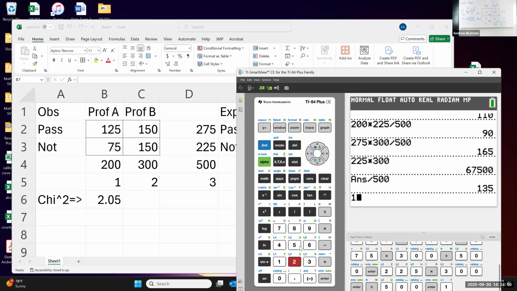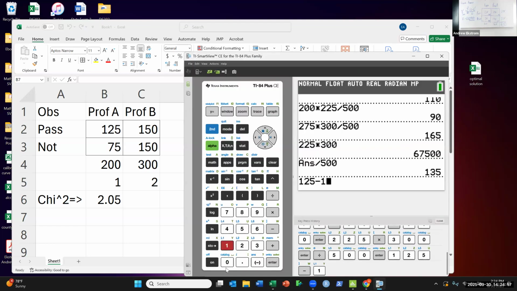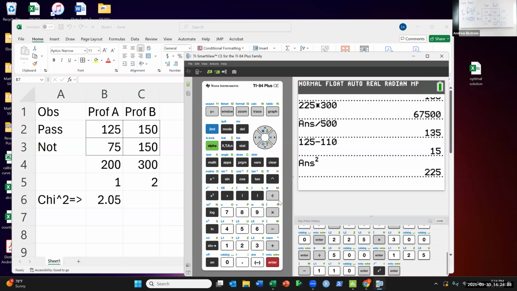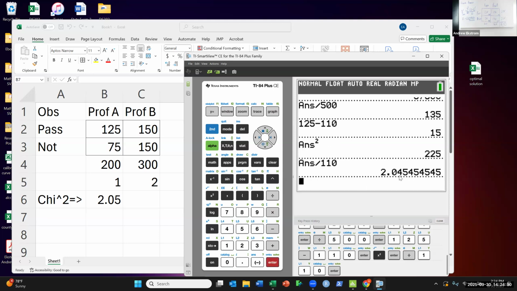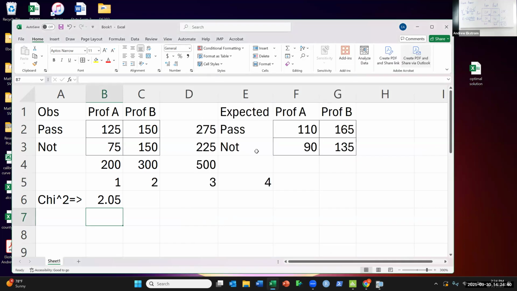Just to check to make sure that I've got everything working right, I'm going to say 125 minus 110. Square that and then divide that by 110. So Excel's giving me a 2.05, calculator's giving me 2.04545. So that tells me it's doing the calculations correctly.